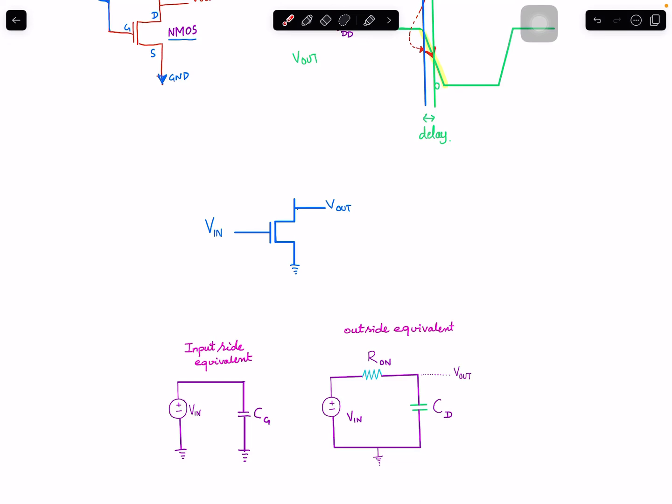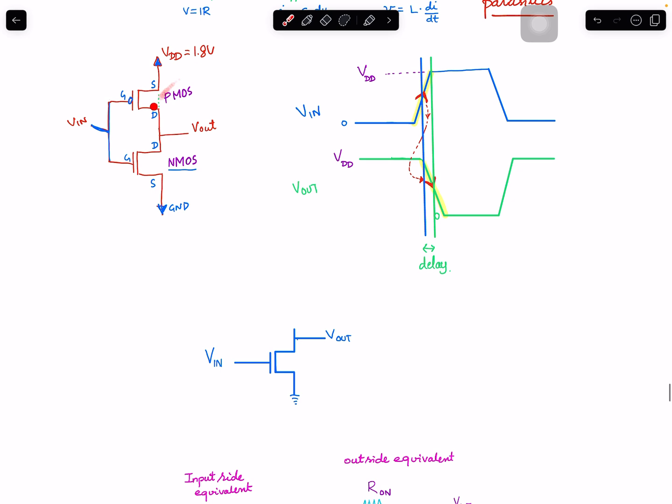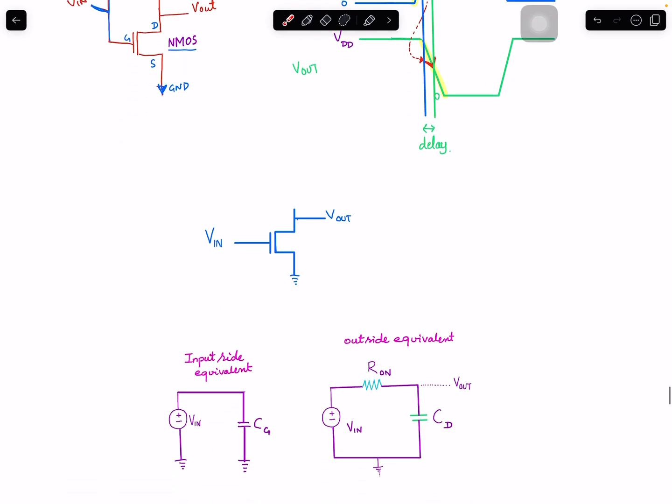So we already did the first part of the delay. In the second part, we will look into further details. So this is our NMOS circuit. From the whole inverter, I have taken the NMOS. Let's understand that. And the PMOS will be similar.